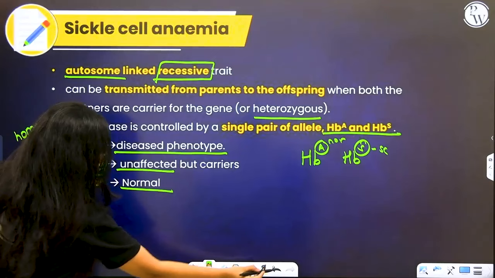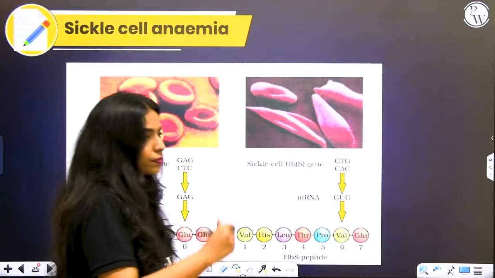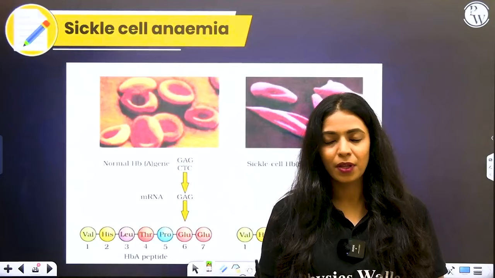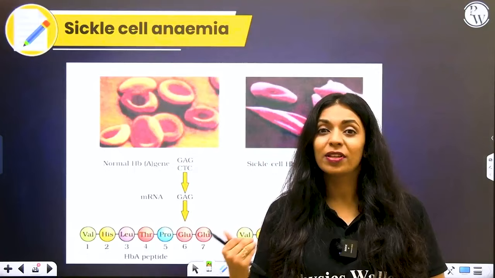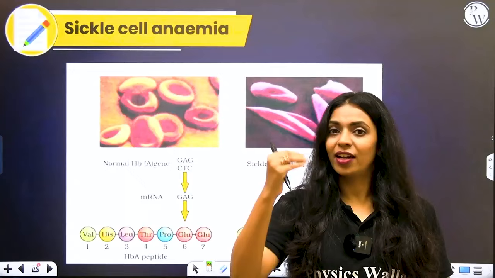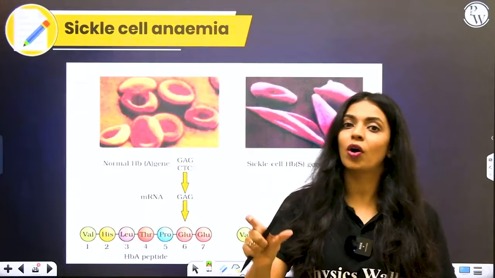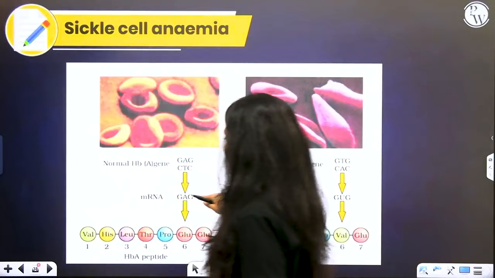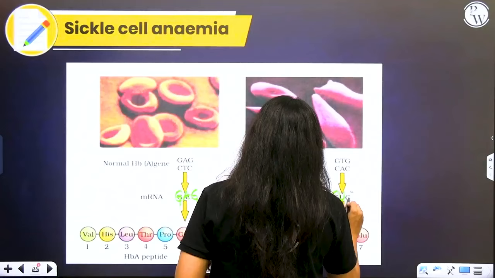What exactly happens in sickle cell anemia? Let's understand. You know that hemoglobin has four polypeptide chains, two alpha, two beta. What happens in these individuals is, the beta globin chain in hemoglobin will be modified. The gene that codes for that, at the sixth position, instead of having a codon for glutamic acid, will replace that by valine. So in the mRNA, instead of GAG, there will be GUG at the sixth codon position that codes for the sixth amino acid.